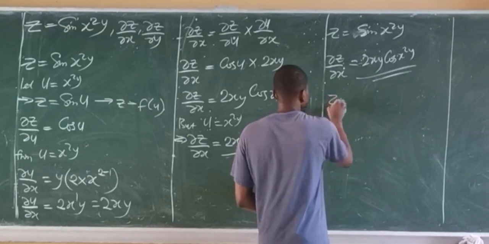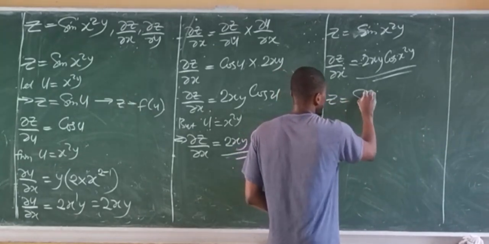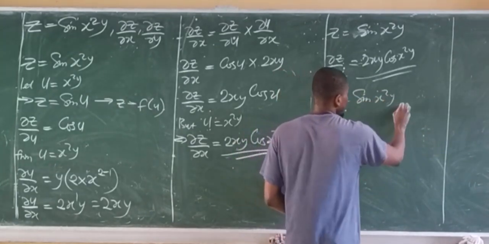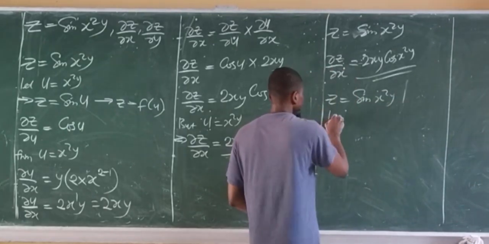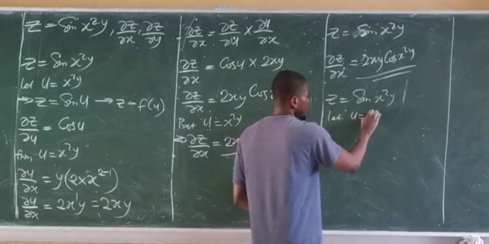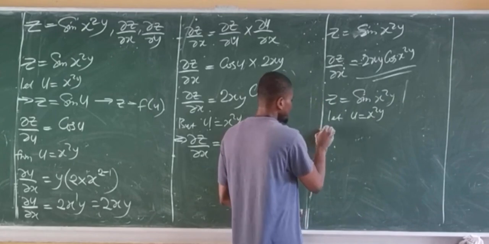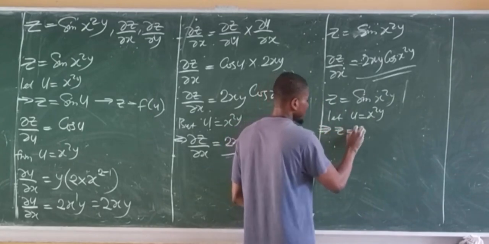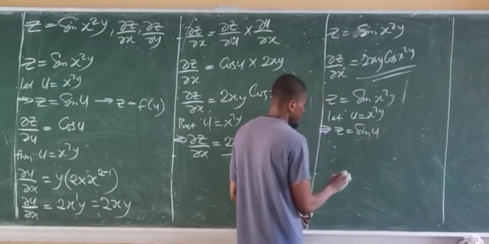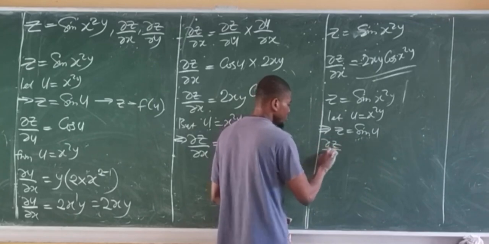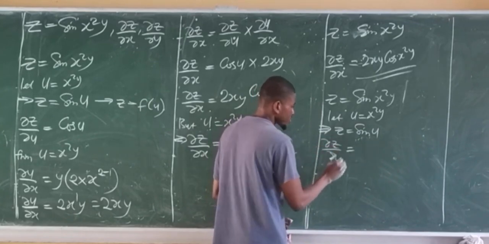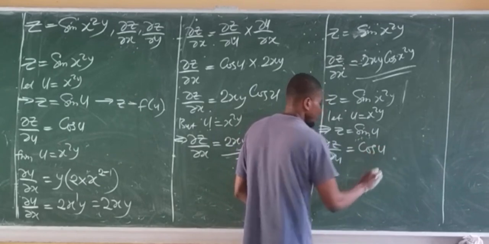Alright, so from z equal to sin(x squared y), also let u be equal to x squared y. That simply implies that z is actually sin u. And therefore, the partial derivative of z with respect to u will give us cos u.